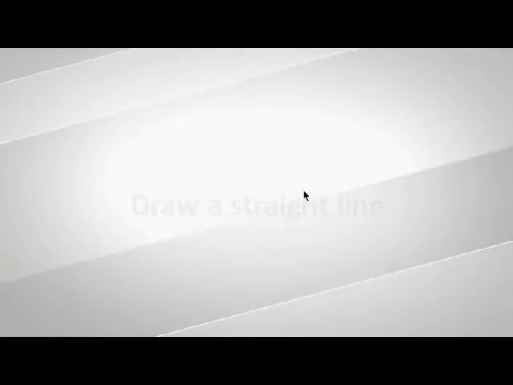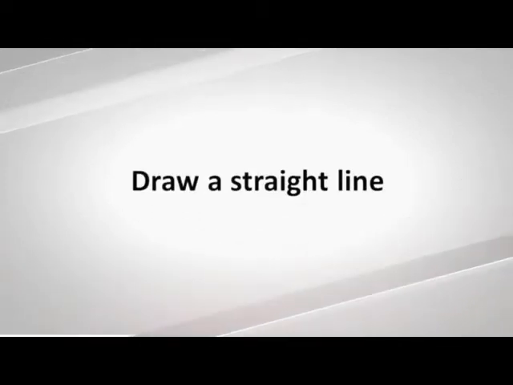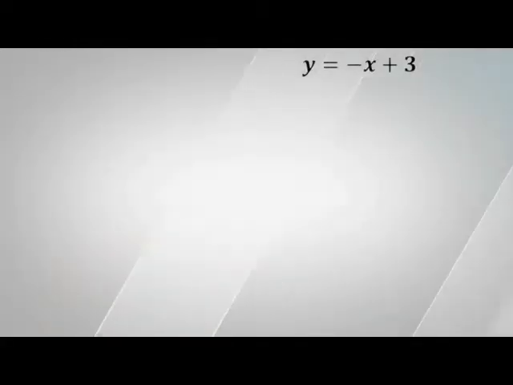Now we are going to learn how to draw a straight line if only the equation is known. Let's say the equation is y equals negative x plus 3.